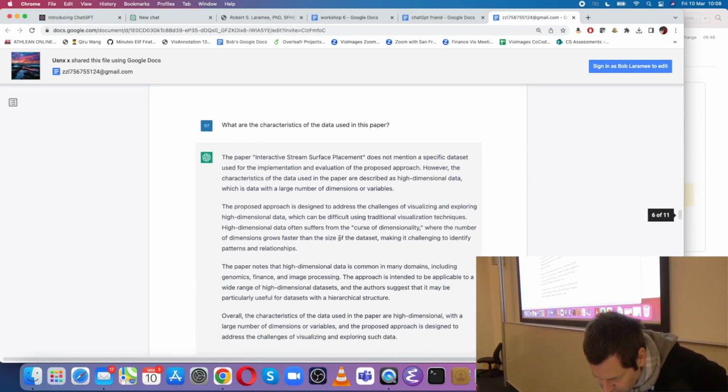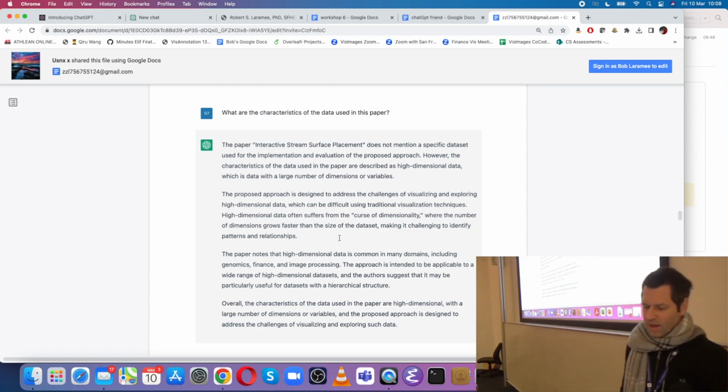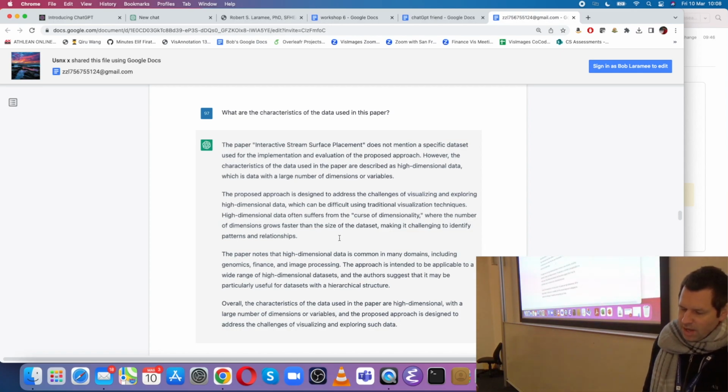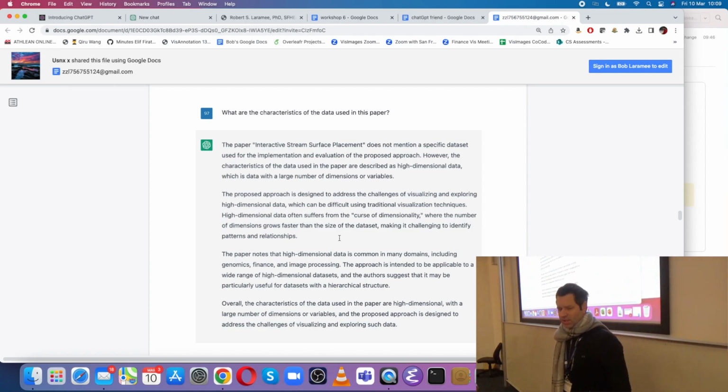What are the characteristics of the data? High dimensional data, which is data with a large number of dimensions or variables. Okay, this is partially correct. I can't say that this is incorrect. It would get something between a 50 and possibly in the 60s.